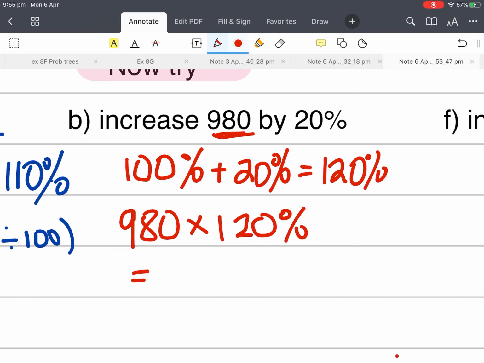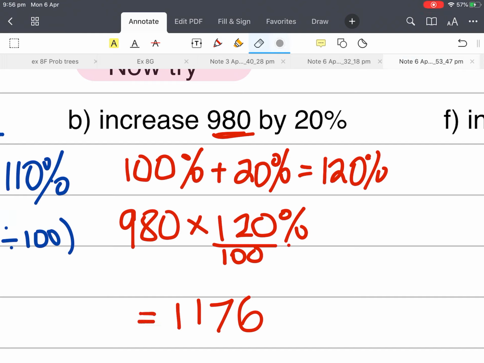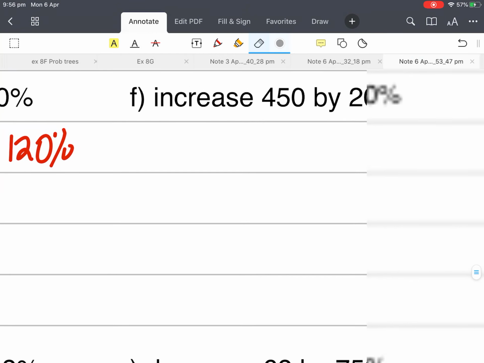So on my calculator, I'm going to go 980 times 120, fraction key, 100. That gives me 1,176. Again, there is no dollar sign or anything, so at the moment I'm just leaving it as a number. Okay, right, let's move to this one.